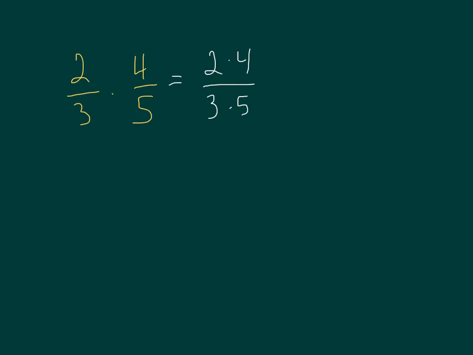Now, what I always want to look for is if there's any simplifying that can be done. Are there any factors of 2 and 4 on the top that simplify with some of the factors of 3 and 5? In this case, there aren't any. So the top value is simply going to be 2 times 4, or 8. And the bottom is going to be 3 times 5, or 15.